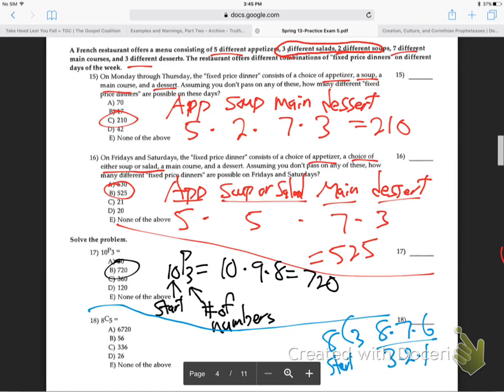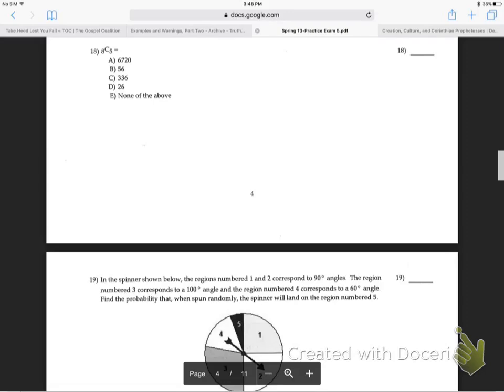Oh, can't even see that, huh? Here, I'm going to go to a fresh screen, if that's okay. Okay, so where are we at?